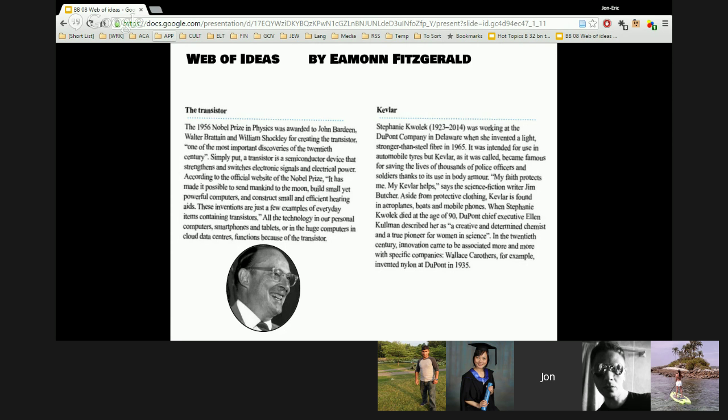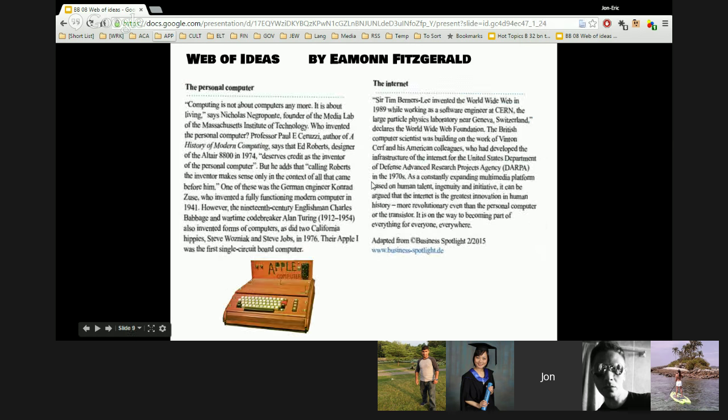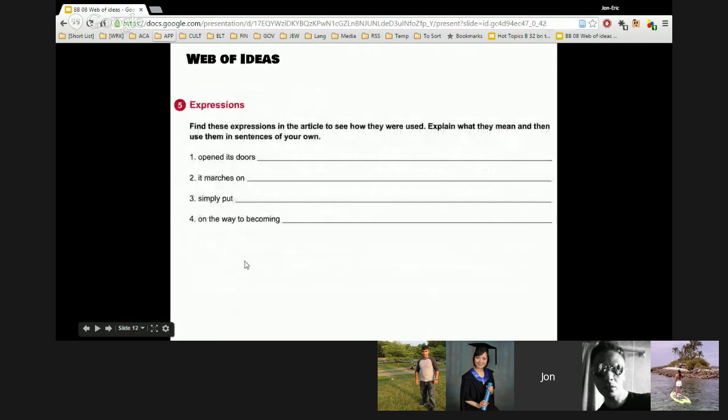Simply put. Can anyone think of a synonym for simply put? What's another way to say that? Simply put. In other words. Good. In other words, or simply put. So that's another expression you can use besides in other words.